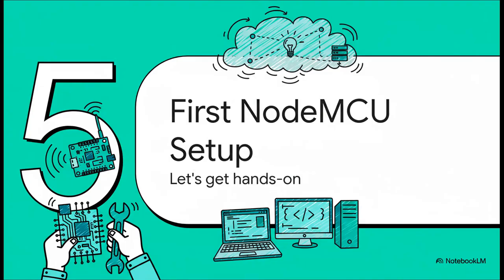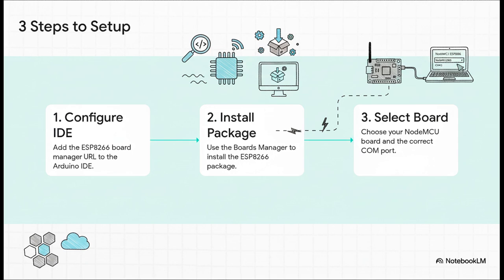All right, enough theory. It's time to get practical. Let's roll up our sleeves and walk through the exact steps you need to take to get the software configured and your NodeMCU ready for its very first project. Seriously, getting started is as easy as 1, 2, 3. First, we need to tell our programming software where to find the right files for our board. Second, we'll install that software package and tell it which board we're using. And third, we get it all ready for that first bit of code.